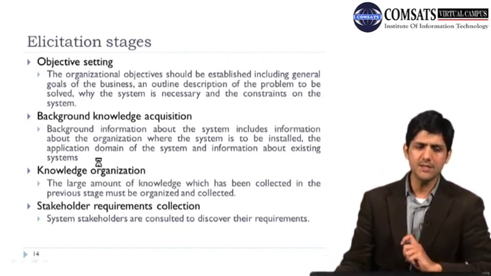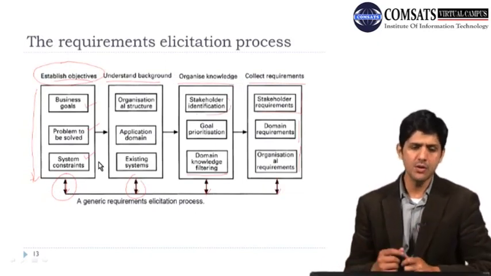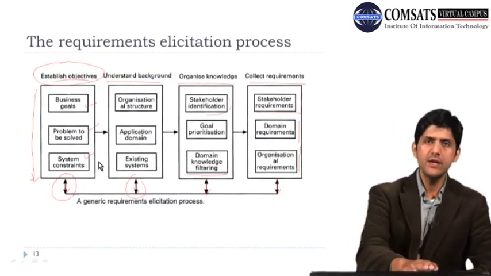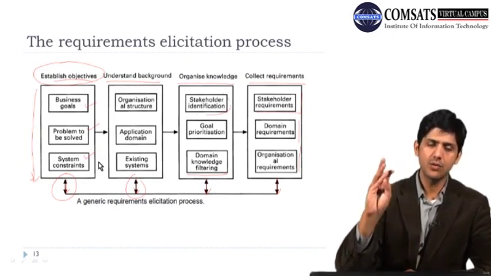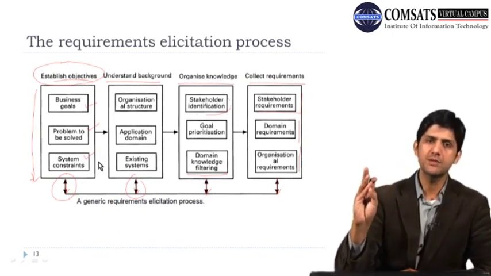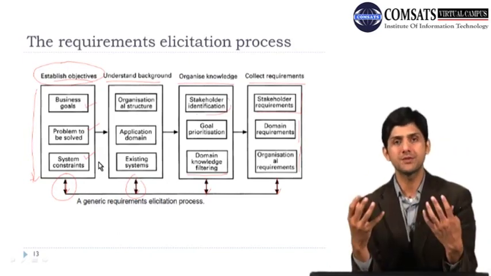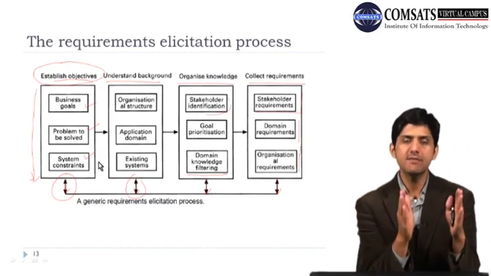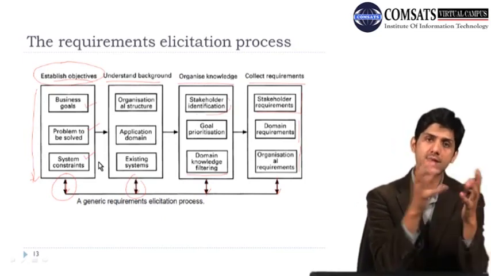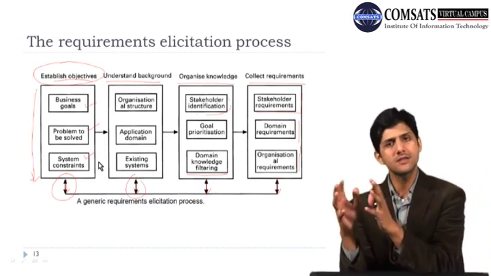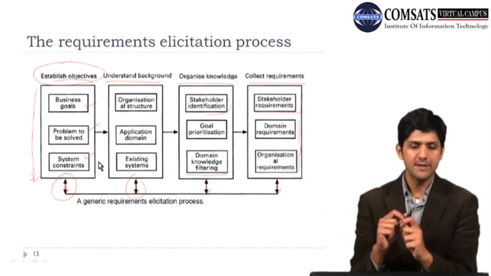So let's go and quickly see our process again. When we say we establish objectives, this is our first stage. So we have identified the business goals, we have identified what problem needs to be solved, and we have identified broad system constraints. This information is actually more than what we had in inception, but it's not all that we want.